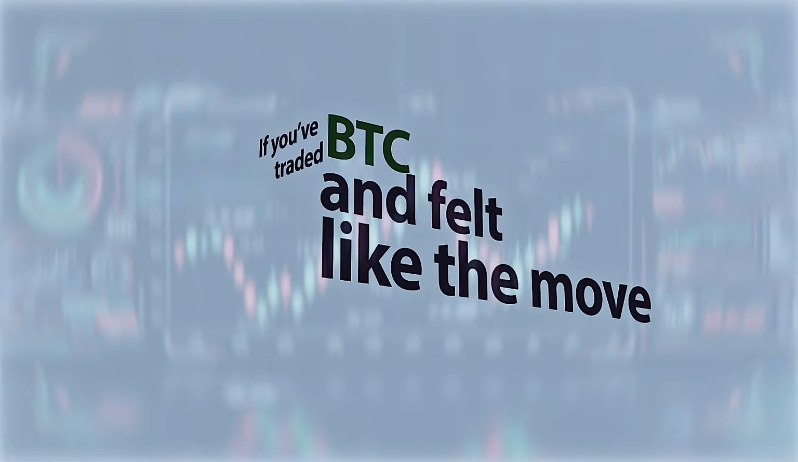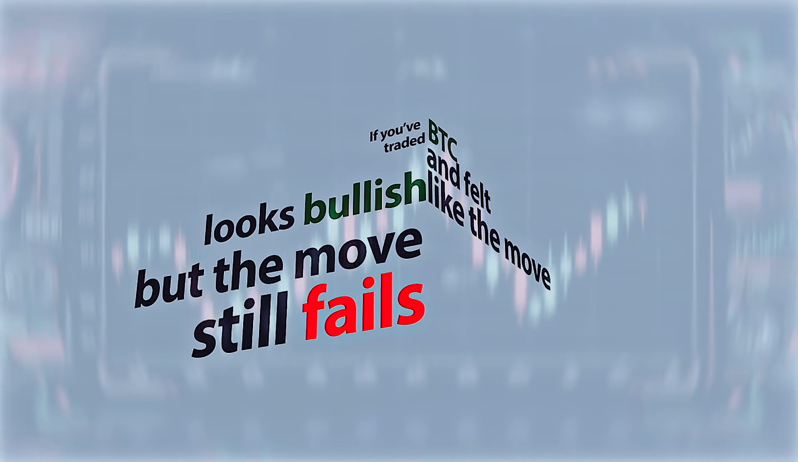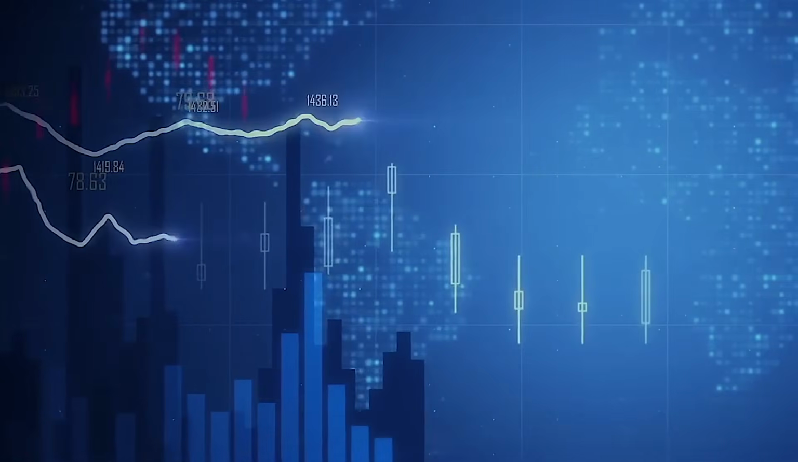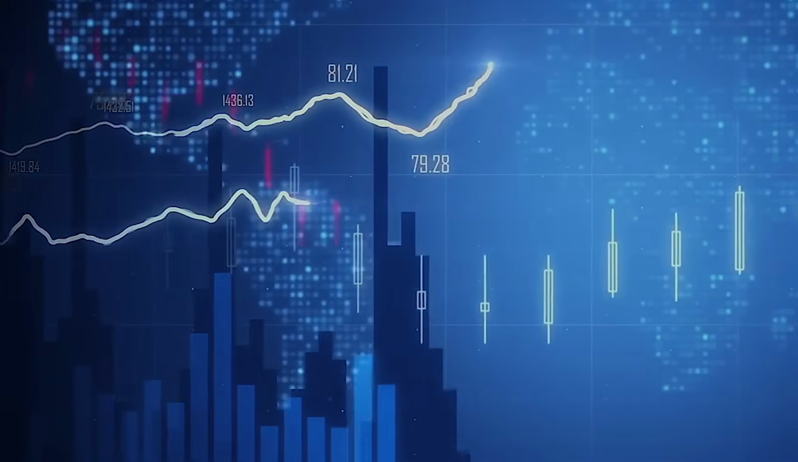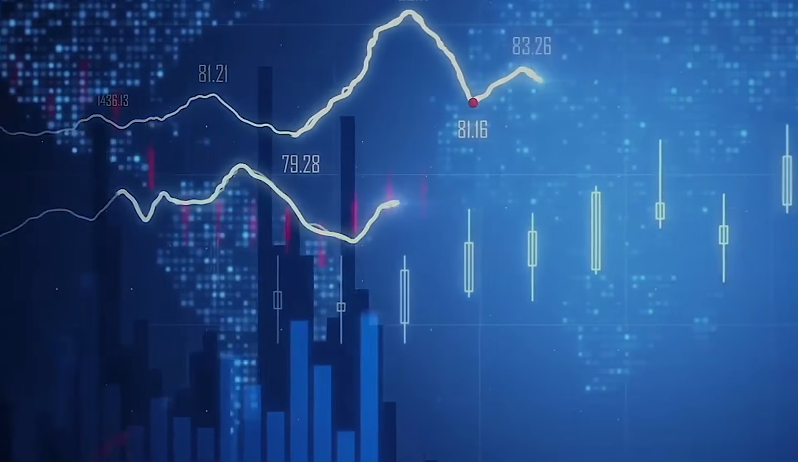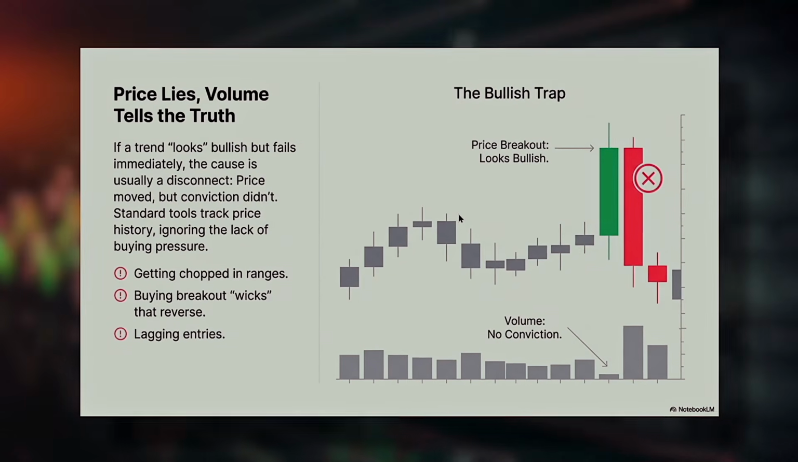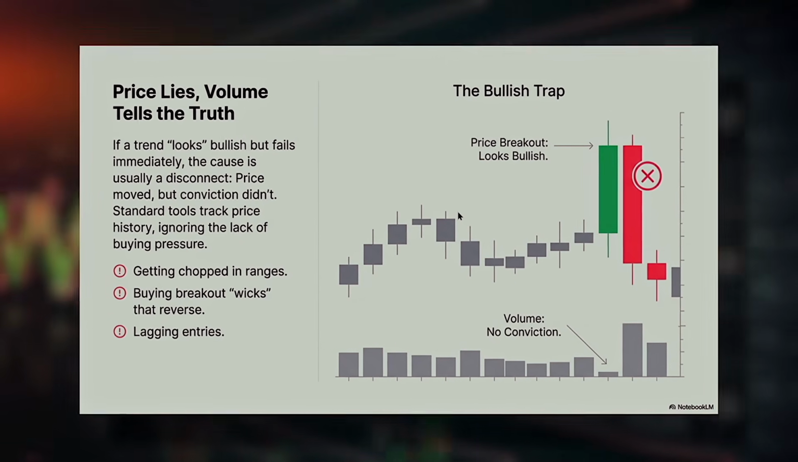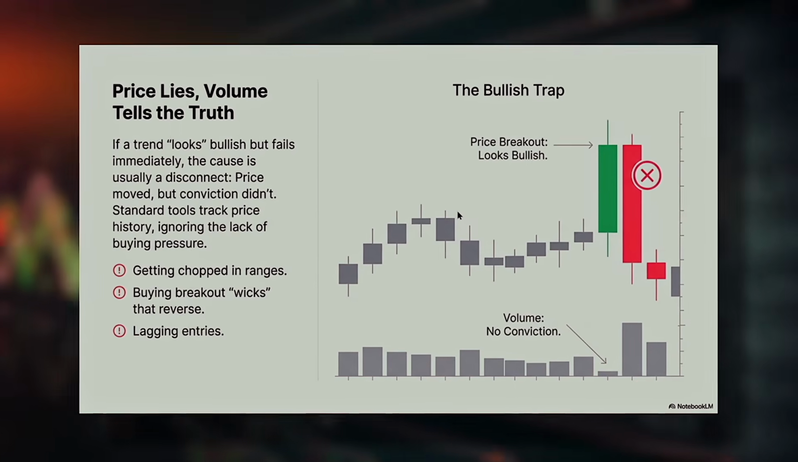If you've ever traded Bitcoin and felt like the trend looked bullish but the move still failed, it usually comes down to one thing. Price moved but conviction didn't. Most trend indicators only focus on price. They don't care whether the move was backed by real buying or selling pressure.